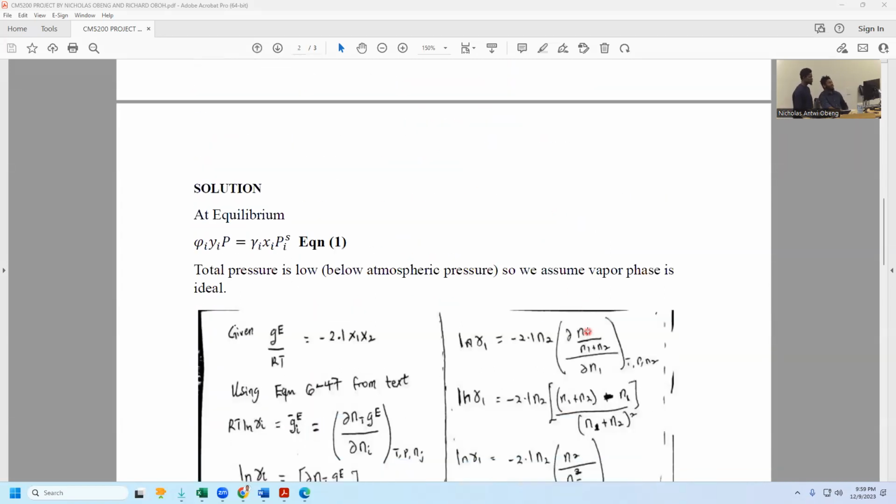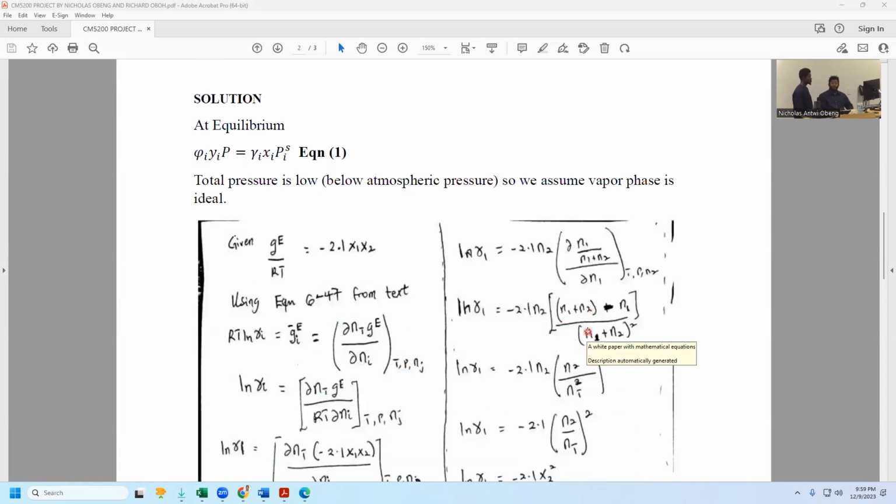Now, for us to be able to construct our T-x1 and y1-x1 diagram, we need to first obtain the activity coefficient for our individual components. Here, our individual components are cyclohexanone and phenol.